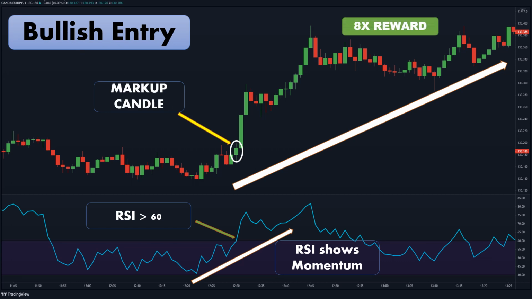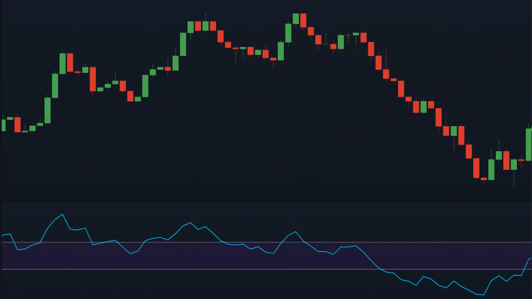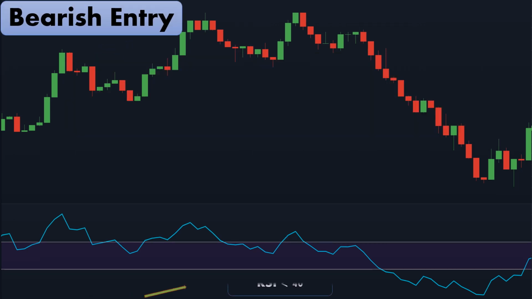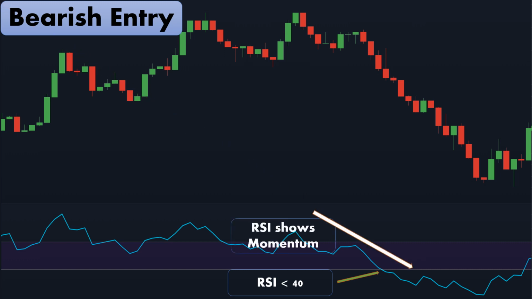Now we shall see the inverse of the same strategy for the bearish entries, or we call it shorting opportunity. We see the RSI reaching 40 levels, and we notice that the RSI is also showing great momentum on the downtrend. This is where we get ready for our strategy.